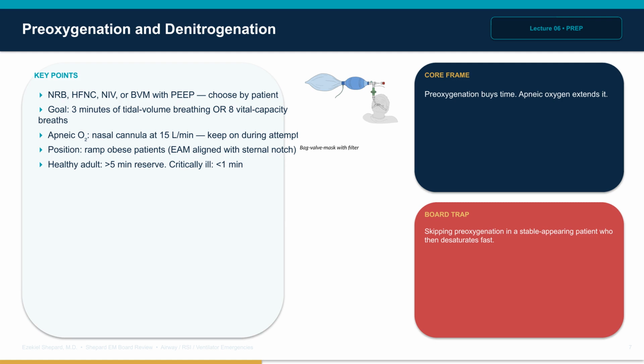Apneic oxygenation with nasal cannula at 15 liters per minute should stay on during the attempt. The buzzword is NO DESAT, meaning nasal oxygen during efforts at securing a tube. Leave the cannula on throughout paralysis and laryngoscopy. Position the patient well, with the obese patient ramped so the external auditory meatus aligns with the sternal notch. Oxygen reserve is finite. In a healthy adult, apnea time before desaturation can exceed 5 minutes. In the obese, septic, or critically ill patient, desaturation begins in well under a minute.